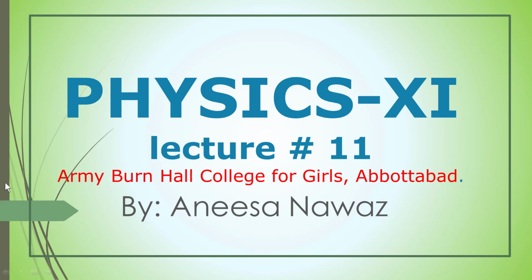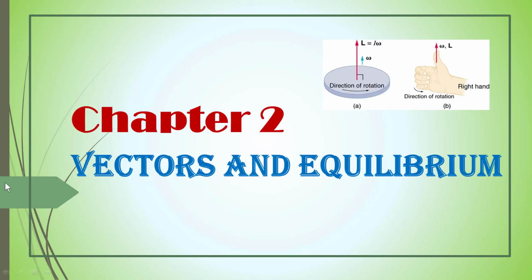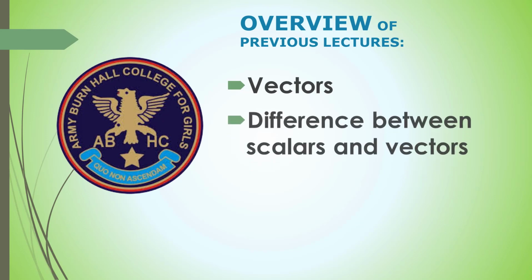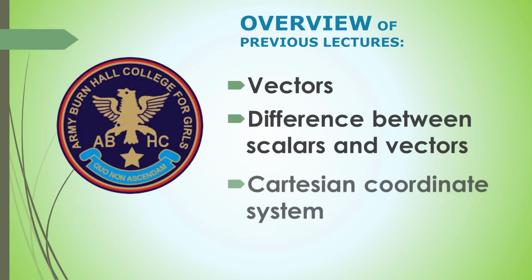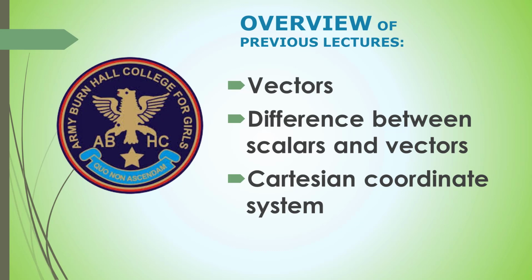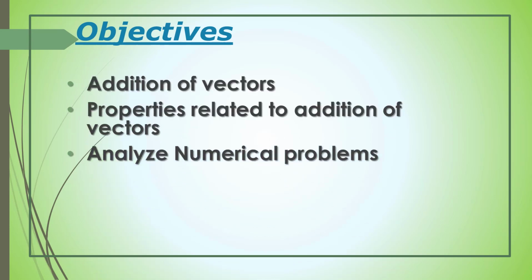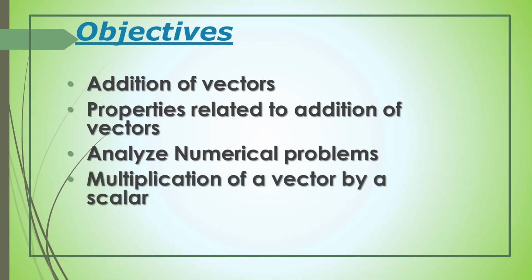This is our lecture number 11, which is basically the second lecture of chapter number 2, Vectors and Equilibrium. In the previous lecture, we discussed vectors, the difference between scalars and vectors, and the Cartesian coordinate system. After listening to this lecture, you would be able to explain addition of vectors and properties related to addition of vectors. You would be able to analyze numerical problems and multiplication of a vector by a scalar.